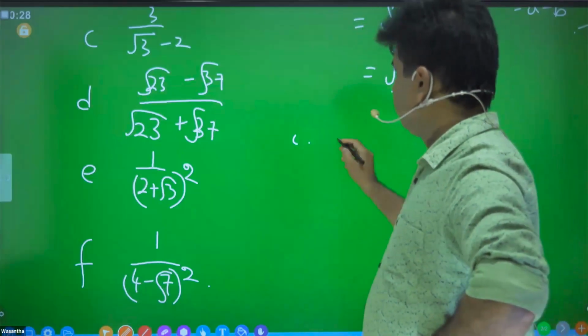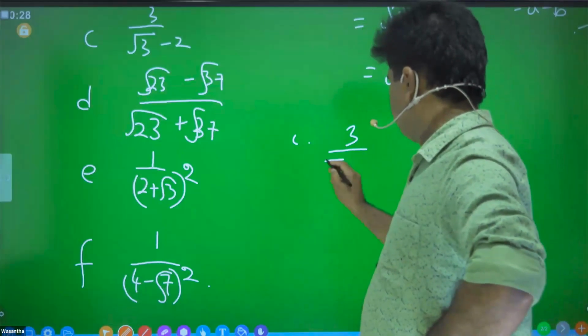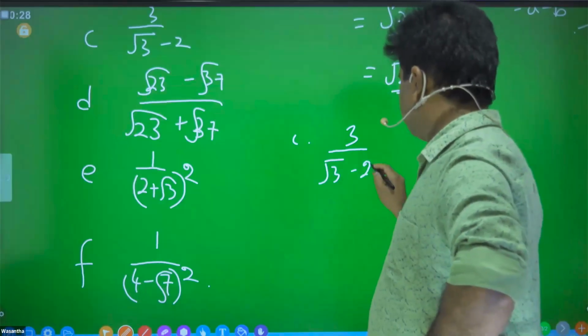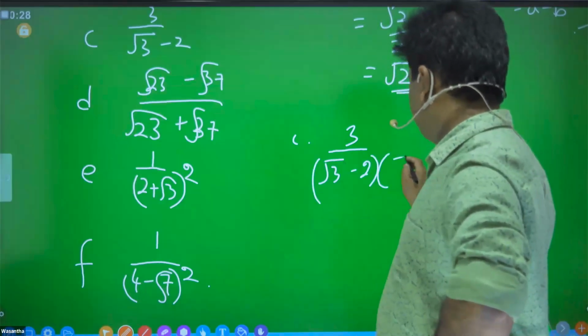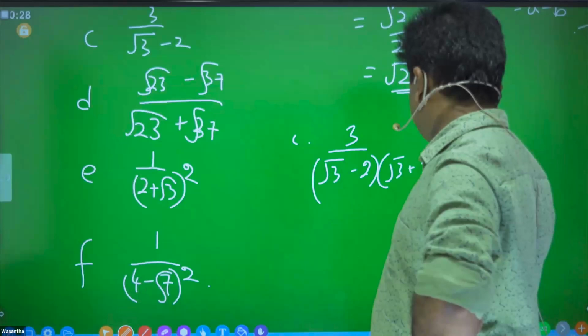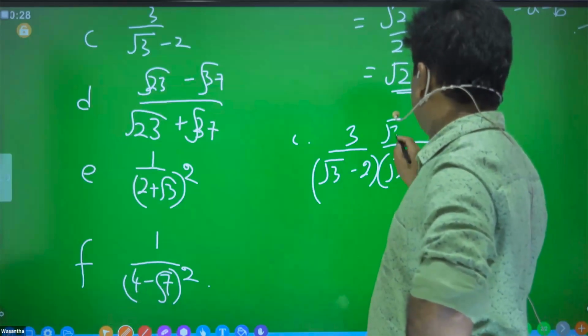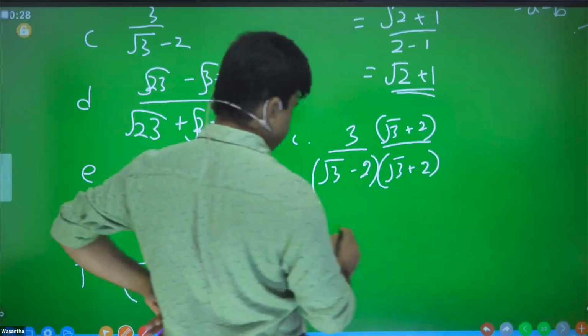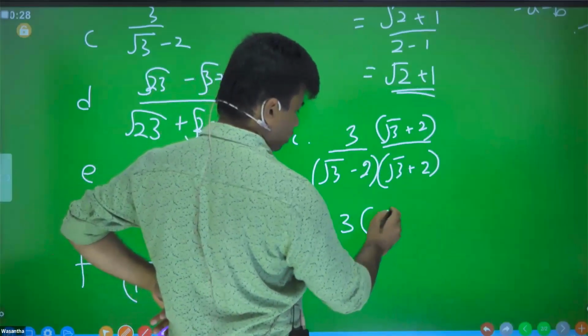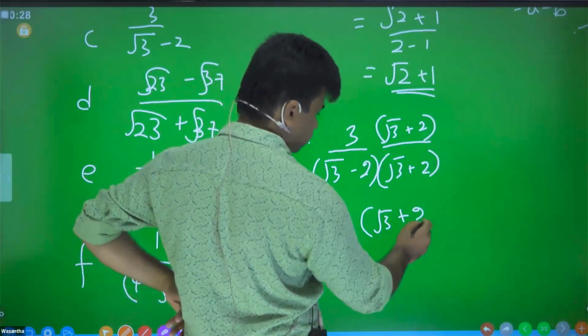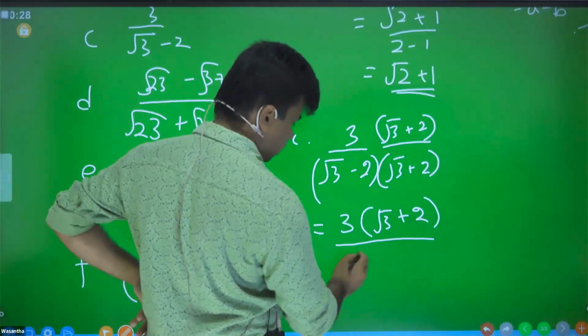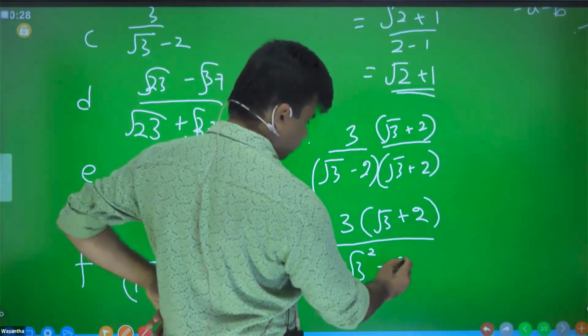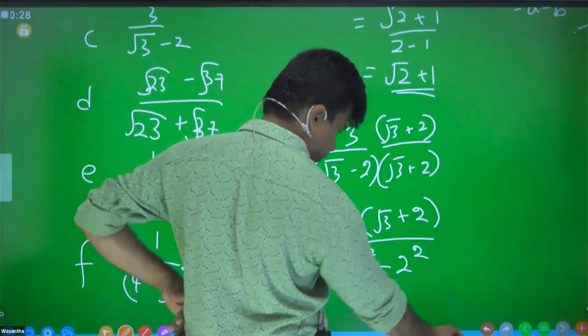Then in part C, 3 over root 3 minus 2. The conjugate is root 3 plus 2, and here also root 3 plus 2. That means you will be having 3 into root 3 plus 2 divided by root 3 squared minus 2 squared, right?